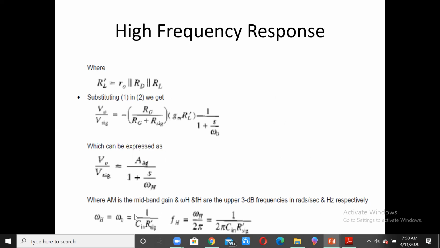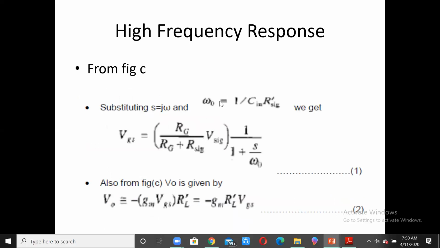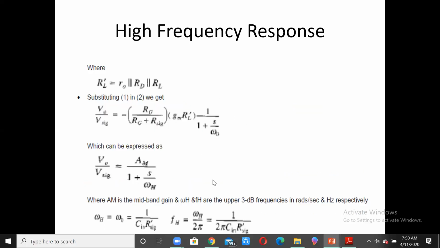Having written this, we can say that omega h is nothing but 1 by C in R sig dash, which we have already considered. Omega naught is equal to omega h is equal to 1 by C in R sig dash. From this, we can replace omega h by 2 pi FH, so FH is equal to omega h by 2 pi. Therefore, the high frequency, or 3 dB upper frequency, is equal to 1 by 2 pi C in R sig dash.